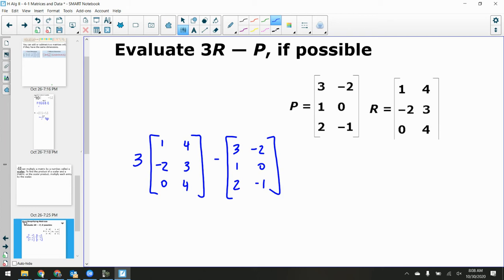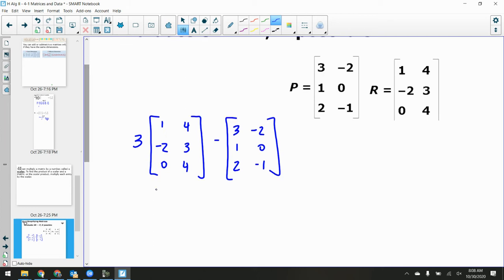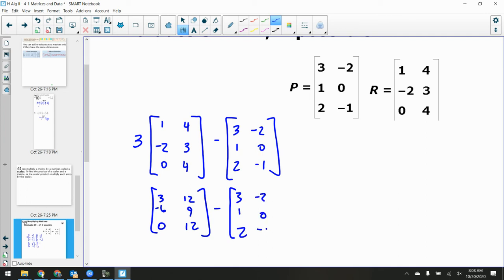And then the next thing I would do is multiply in the 3. So this gives me 3, negative 6, 0, 12, 9, and 12, minus 3, 1, 2, negative 2, 0, negative 1. You're basically just distributing the scalar to all parts of the matrix. That scalar value of 3 just gets distributed to everything. 3 times 1 is 3, 3 times negative 2 is negative 6, and then 0, then we get the 12, the 9, and then the 12.